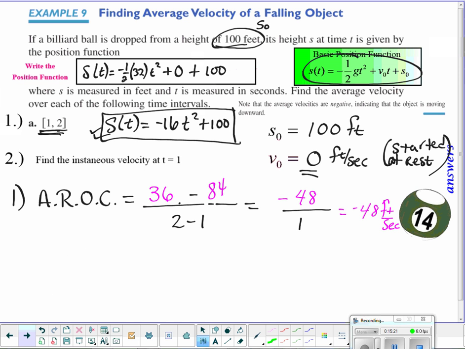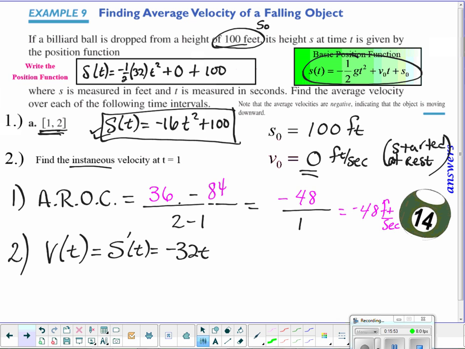We know we've probably done that problem correctly because of the negative. It indicates a direction for us. All right. The second thing it asks for is the instantaneous velocity at 1. To get the instantaneous velocity, we take the derivative. So I'm going to write v of t, the velocity for some time frame, is equal to s prime of t. Take the derivative, 2 comes down, I get negative 32t plus 0. So it's just negative 32t.